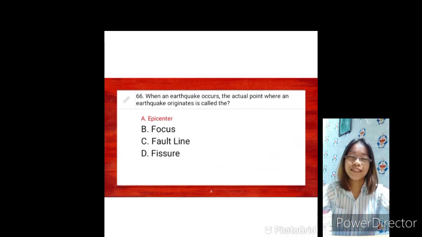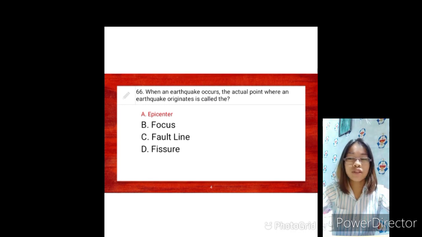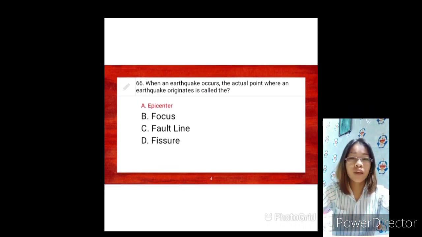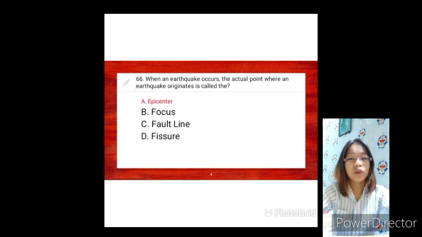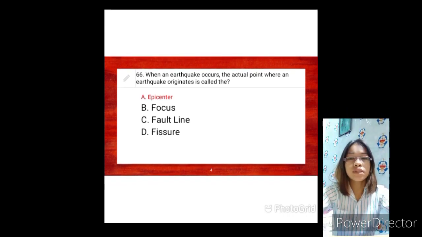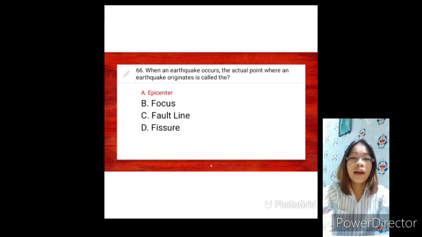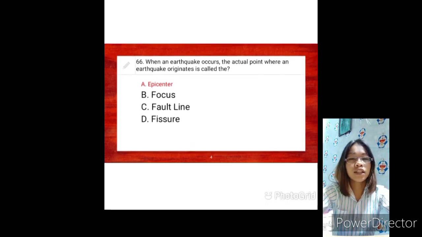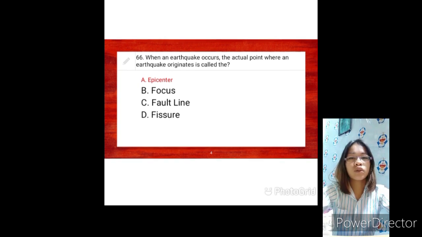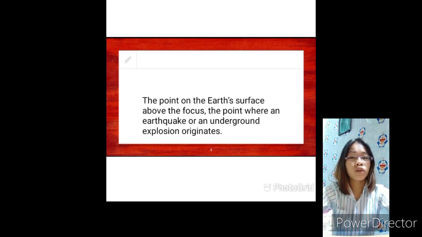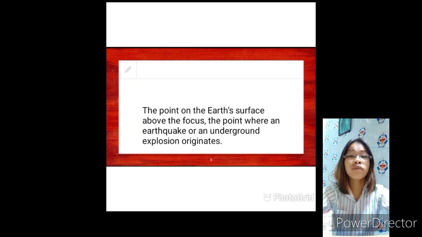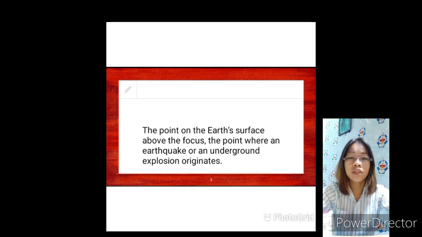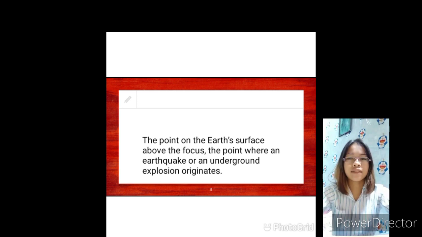Item number 66. When an earthquake occurs, the actual point where an earthquake originates is called the A. Epicenter, B. Focus, C. Fault line, D. Fissures. The answer is letter A. Epicenter is the point on the Earth's surface above the focus, the point where an earthquake or an underground explosion originates.